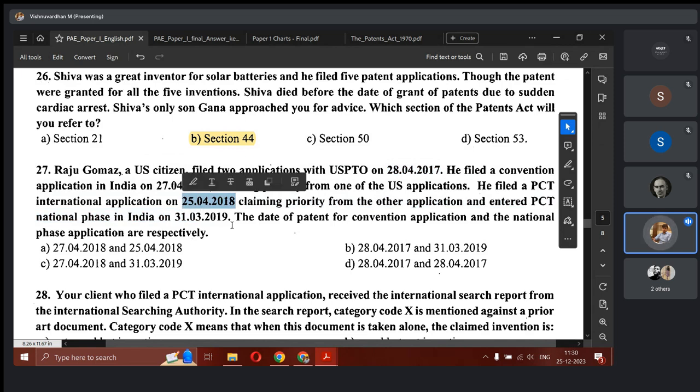And then he has entered India on 31st March 2019. So is it within 31 months of this? Of course, yes, it's within 2 years. Okay, so it's within 24 months only. So definitely it's allowed. So this PCT application and then entering PCT national phase, this is allowed.